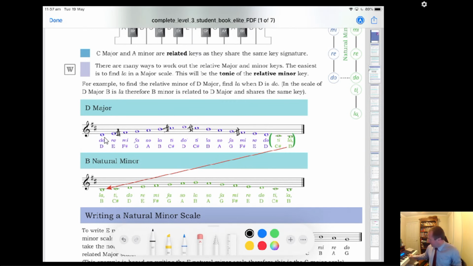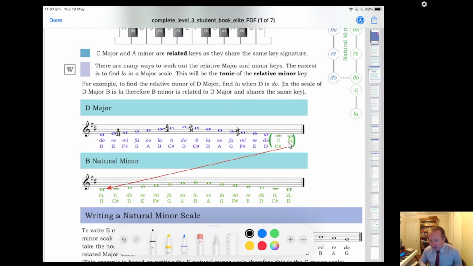So, D, E, F sharp, G, A, B, C sharp, D, C sharp, B, A, G, F sharp, E, D, which is Do. Now you'll notice that the La of this scale was B. So F sharp, E, D, which is Do, C sharp, B, Do, Ti, La. By adding in the next two notes going down, from Do to Ti to La, you get the root note or keynote of D major's relative minor.